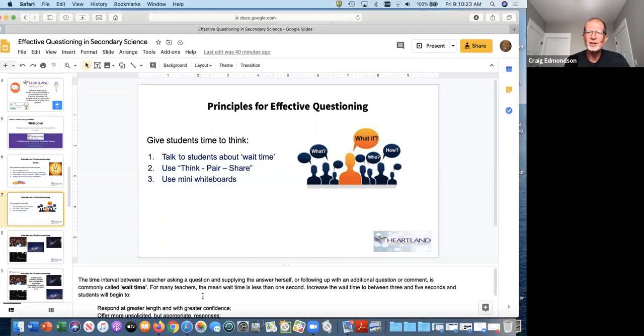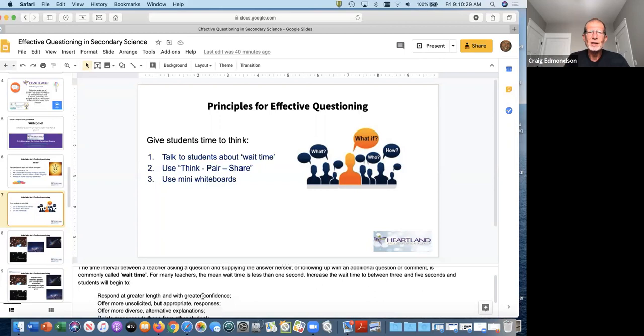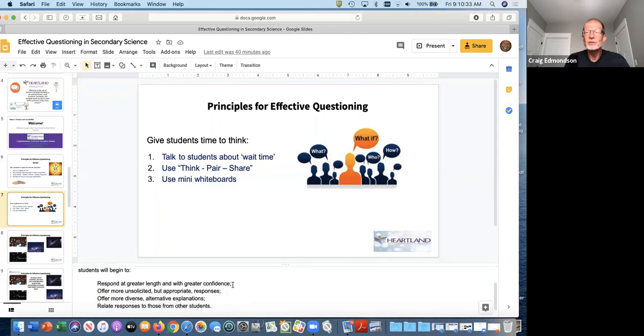Increase the wait time to between 3 to 5 seconds, and you'll find that students will begin to respond at greater length with greater confidence. You've given them time to think, process the information, offer more unsolicited but appropriate responses, make sure that the responses are on task, focused on the learning objective, offer more diverse and alternative explanations, and relate responses to those from other students. I would say 3 to 5 seconds. You know, let's try that, okay? I ask a question. How was your day today?